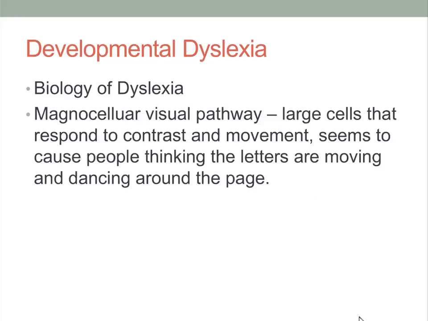Okay. Some areas of the brain that we think are related. So the magnocellular visual pathway. These are the large cells that respond to contrast between letters. And this is really an interesting piece, and it's not everyone with dyslexia, and I think it has a specific name, but I can't quite remember what it is at the moment, where people think the letters are dancing around. And so there's something about these cells that just don't quite work right, and the letters seem to be wiggling. And that makes it very distracting, very hard to read if everything is dancing around.